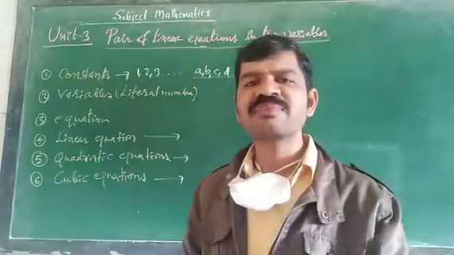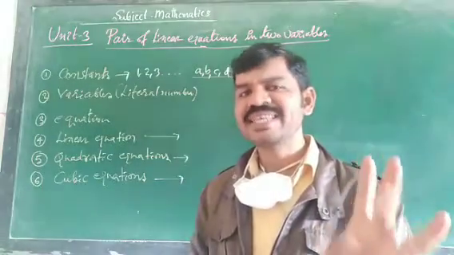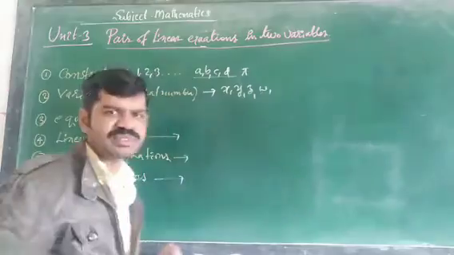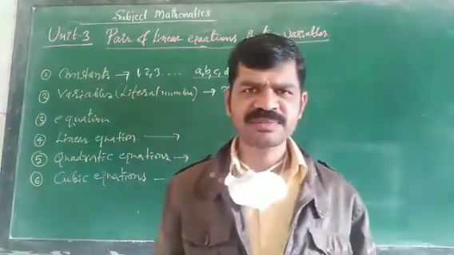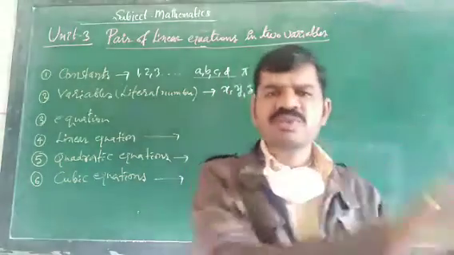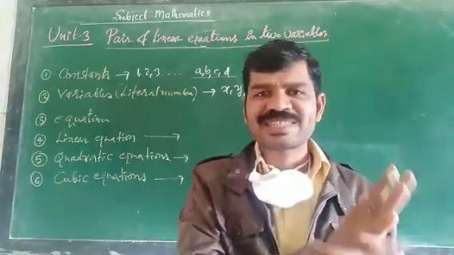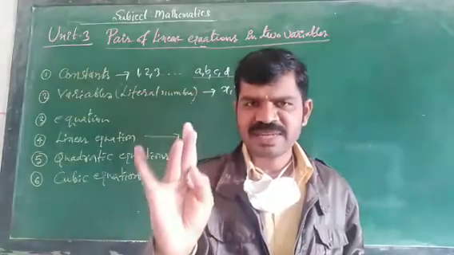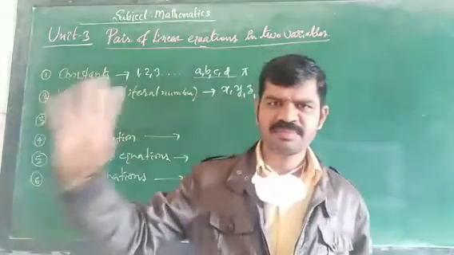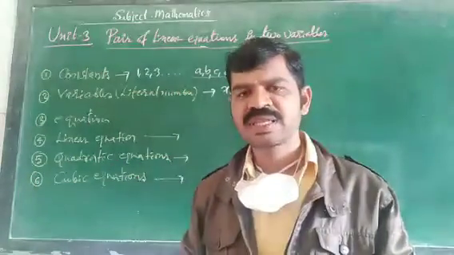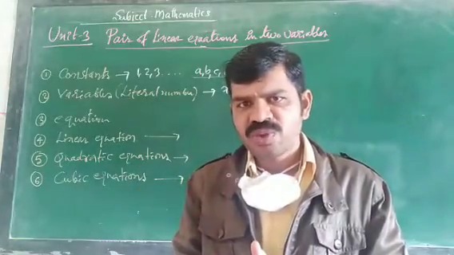We indicate these variables in English alphabets as X, Y, Z, W, etc. So X, Y, Z, W, sometimes L, M, N. So we are using this. These are variables or literal numbers. Constants and variables together are called an expression. So in algebra we have monomials, binomials, trinomials, tetranomials, pentanomials, polynomials at the end, isn't it? So expression. If this expression is equal to 0, that will be called an equation.